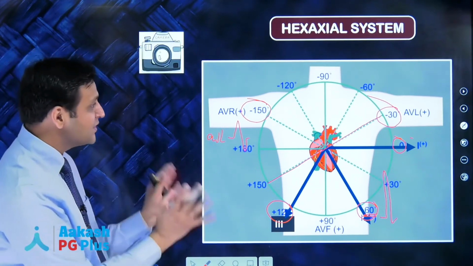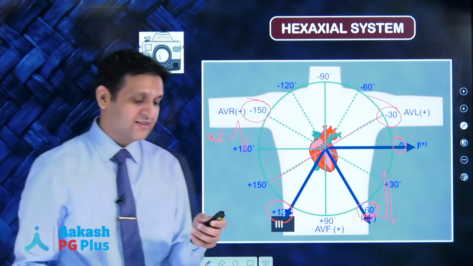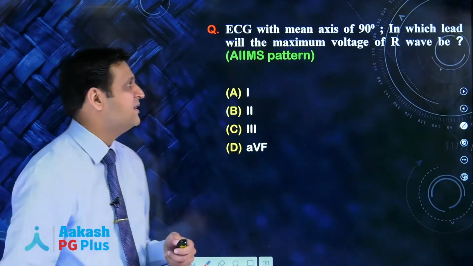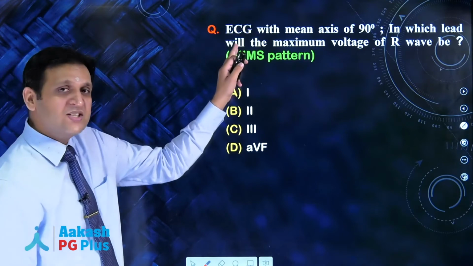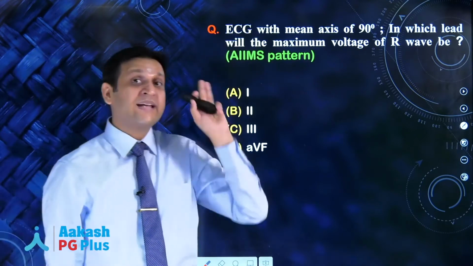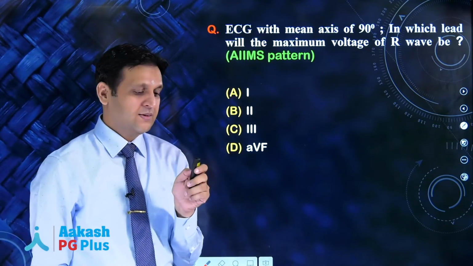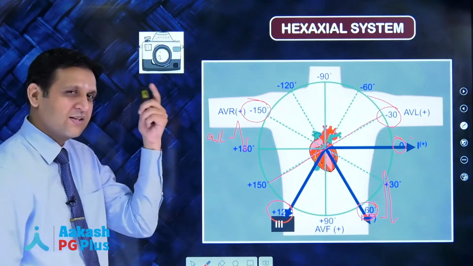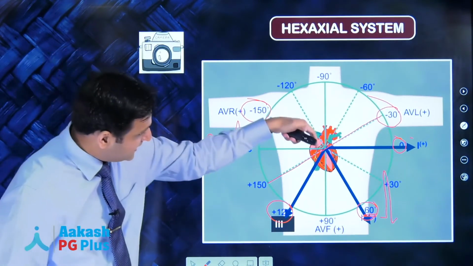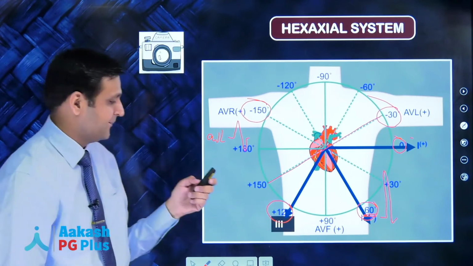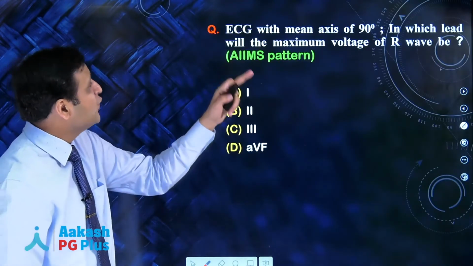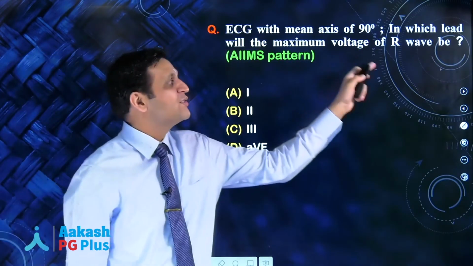So let us use this concept of hexaxial system and try to answer a few questions that have been asked in the exam, right? So, ECG with a mean axis of 90 degrees. Okay, go to the previous slide just so that it's easy for you. ECG has a mean axis of 90 degrees. In which lead will the maximum voltage of R wave be?